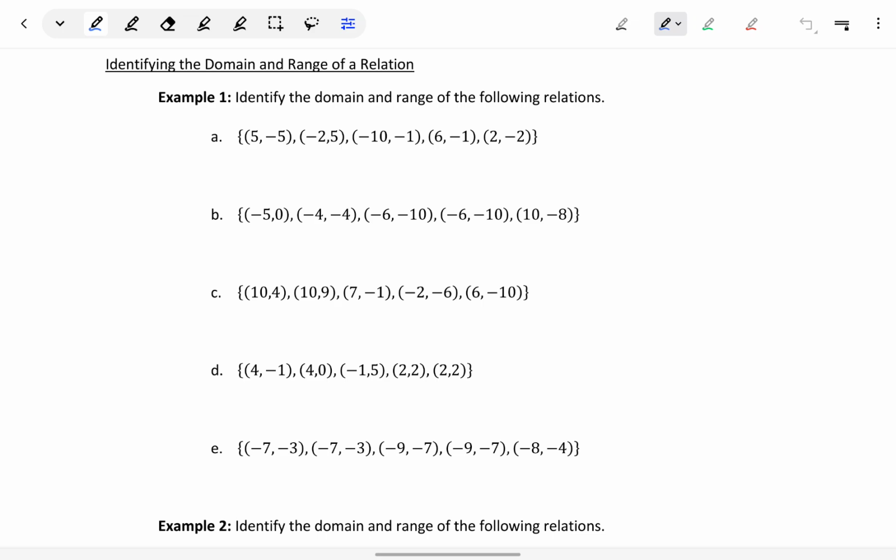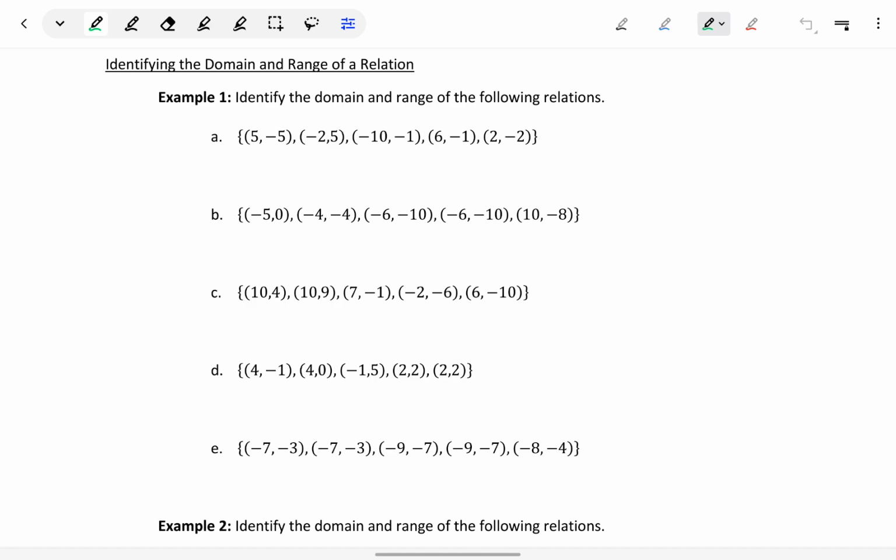So by a relation, what we mean is all of the coordinate pairs contained inside this set of curly braces. That set of curly braces just groups those coordinate pairs together, and we refer to that as a relation. There's some relationship with the x and y coordinates happening here.